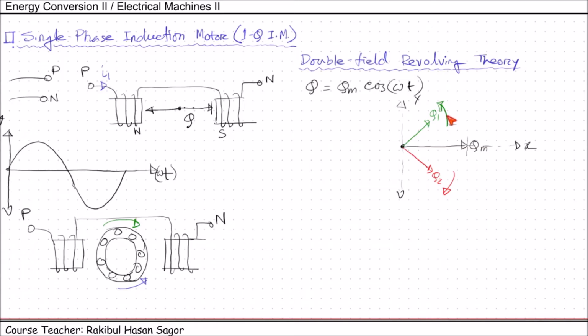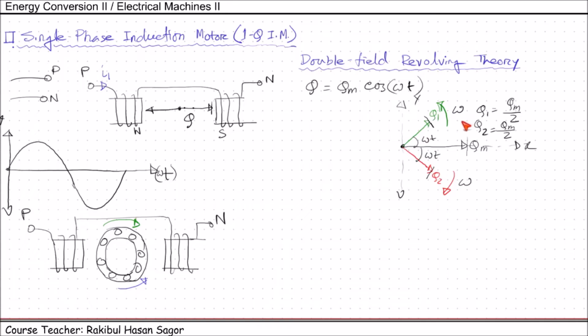Suppose these two rotating magnetic fields phi 1 and phi 2 both have equal magnitude, that is phi m by 2, and rotate in the opposite direction with angular velocity omega. So their angular velocity will be omega. Hence this angle will be omega t and this angle will also be omega t. And the magnitude here, we can say phi 1 equal to phi m by 2, phi 2 equal to phi m by 2. We are considering half of this maximum magnitude here. The green magnetic field is rotating in the anti-clockwise direction and the red one is rotating in the clockwise direction.